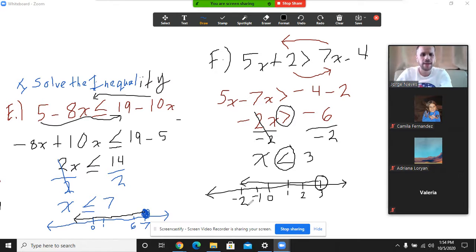Duda, pregunta, ¿verdad? Ese sería el caso que usted revierte, ¿verdad? In this case, you reverse the inequality. Only in these cases that we are dividing by a negative number. If that doesn't happen, you never reverse the inequality. ¿Duda, pregunta?